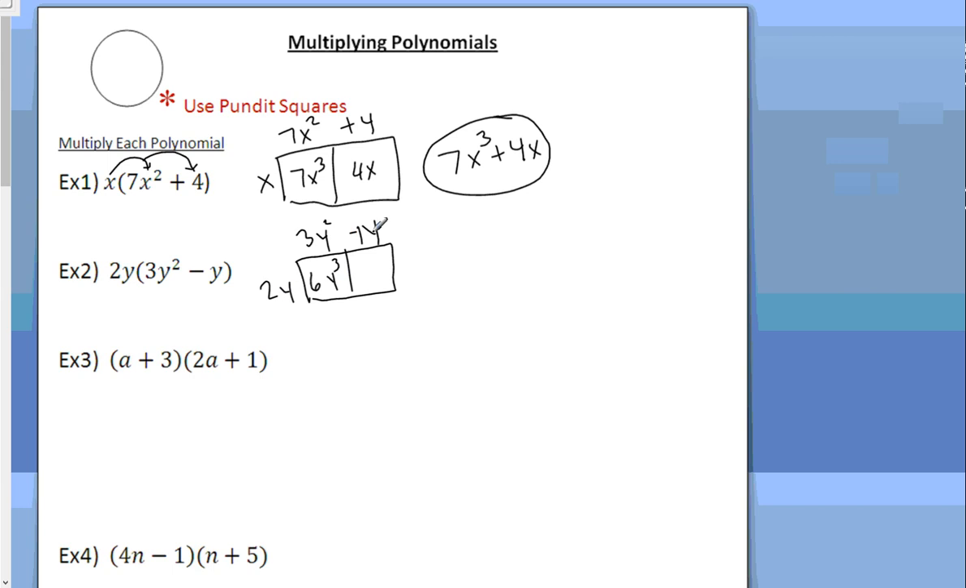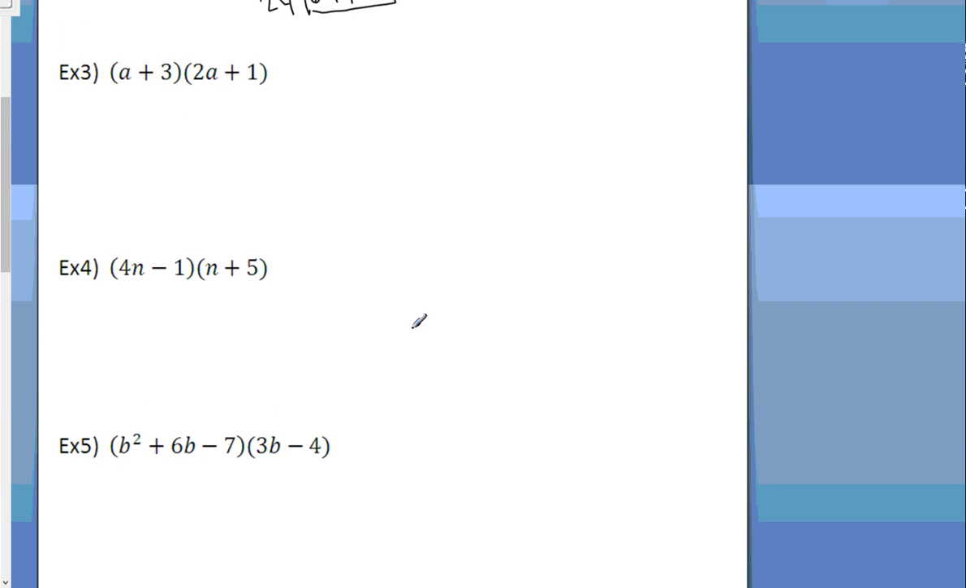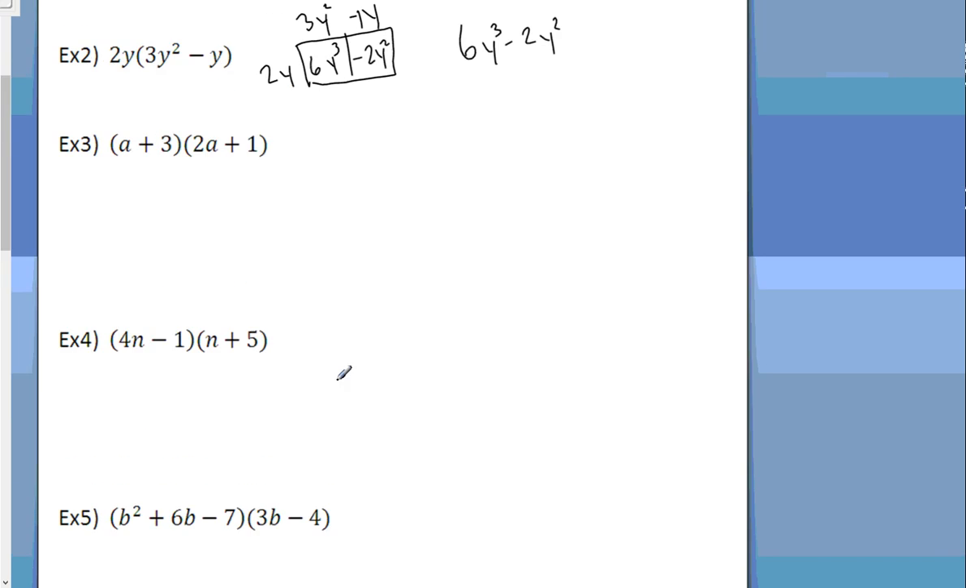And 2y times negative 1y is negative 2y squared. So what do I have? I have 6y to the third minus 2y squared. Example 3. This is the first problem where distributive property, the way I taught you earlier in the year, is actually not going to work. How do I multiply a polynomial by a polynomial?